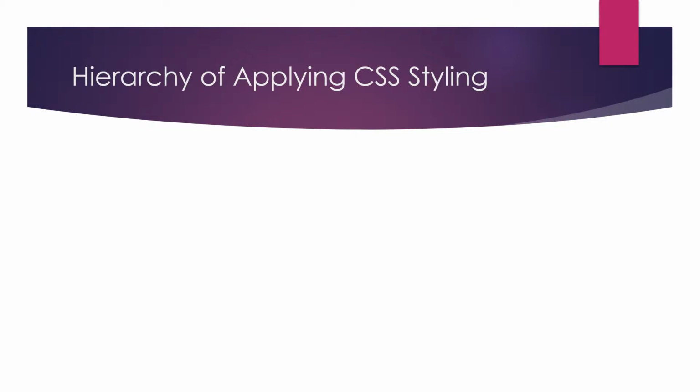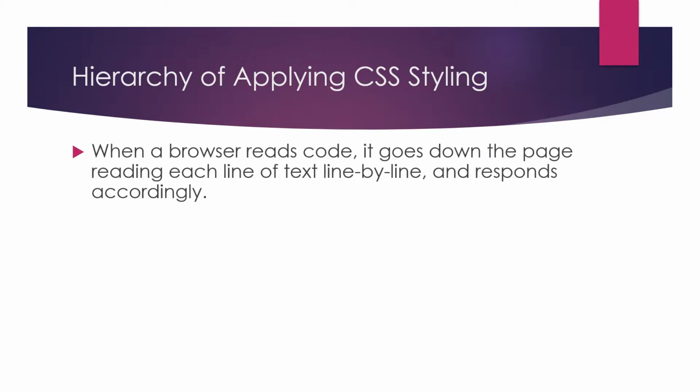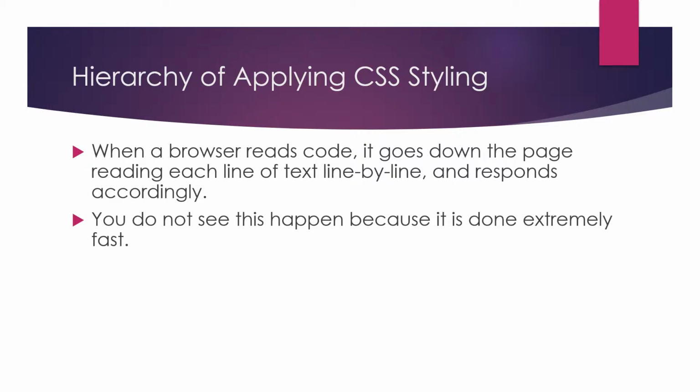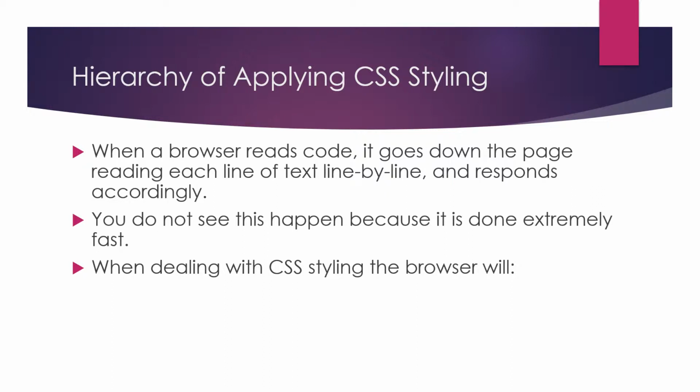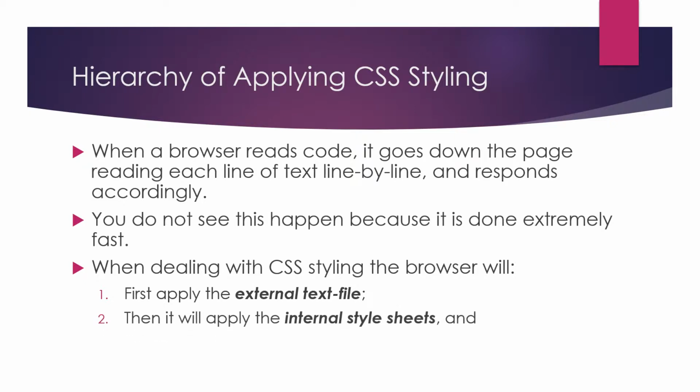The hierarchy of applying CSS styling. When a browser reads code, it goes down the page reading each line of text line by line and responds accordingly. You do not see this happen because it is done so fast. When dealing with CSS styling, the browser will first apply the external text file. Then it will apply the internal style sheets. And last, it will apply the inline style sheets. So if you have special coding in the inline style sheets, it will override the internal and the external.